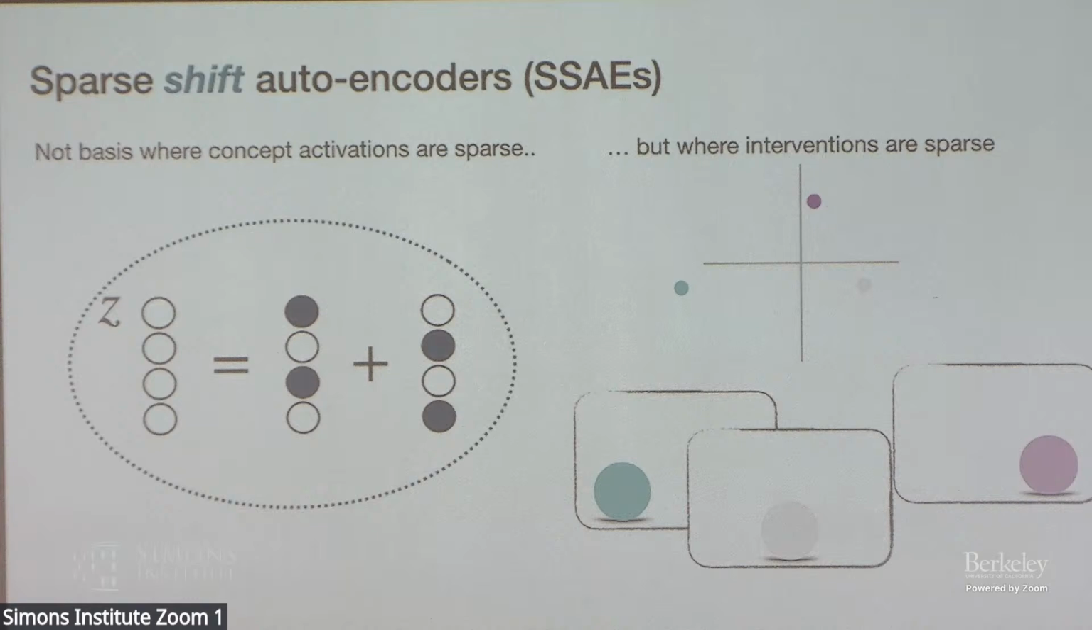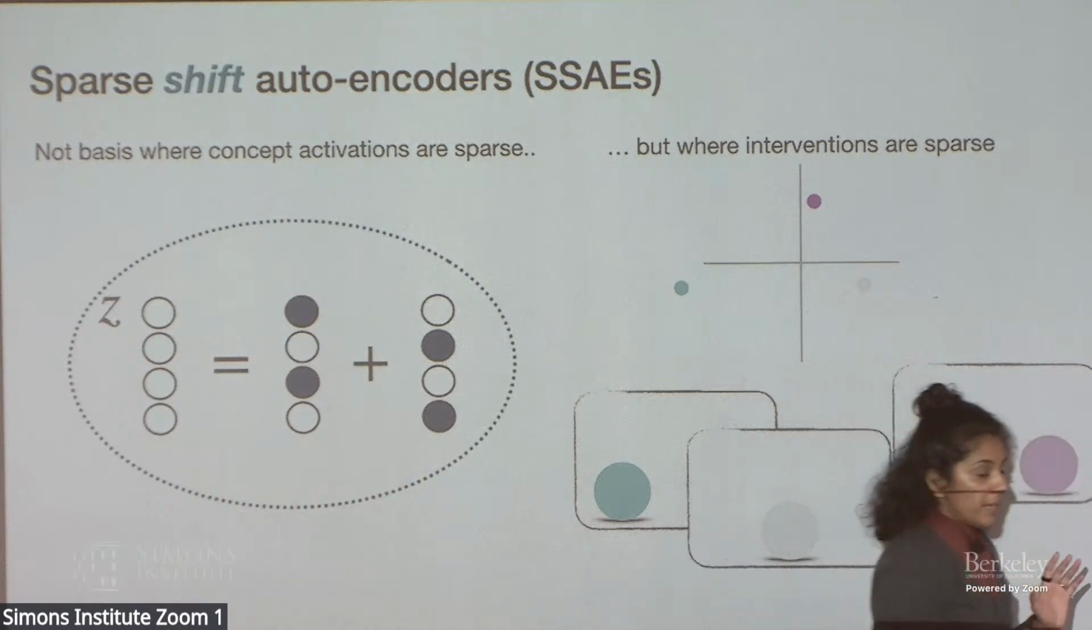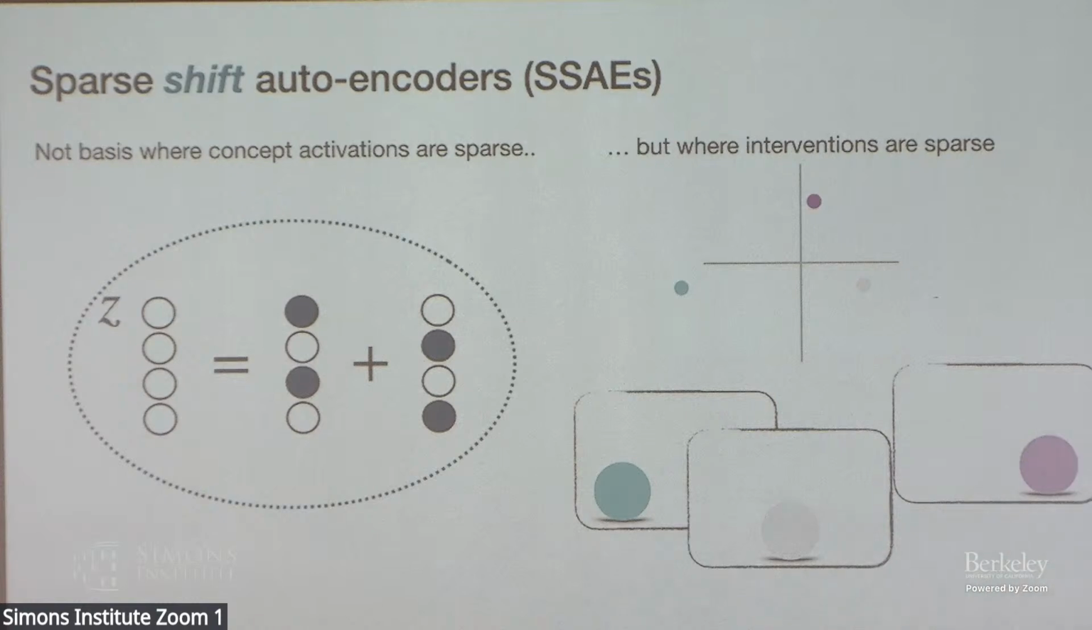So again, we said this earlier, right? But the key thing here is we're not trying to find a basis like SAEs do. We're not trying to find a basis where the concepts used for a particular example are sparse, but rather where the interventions are sparse. Going back to the weak supervision example from CRL.